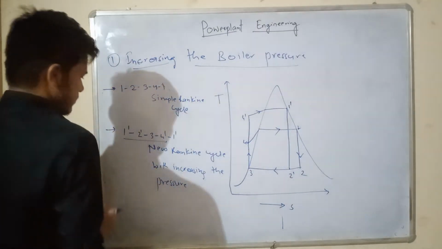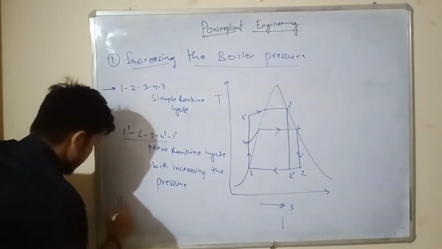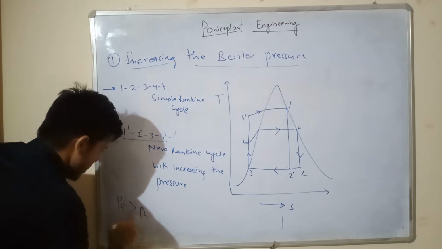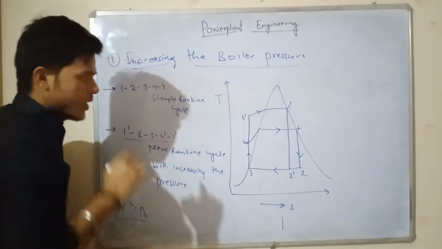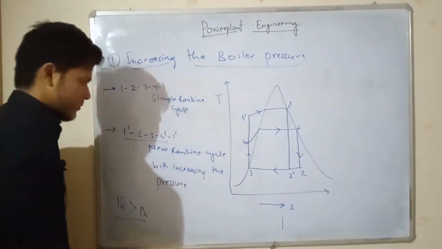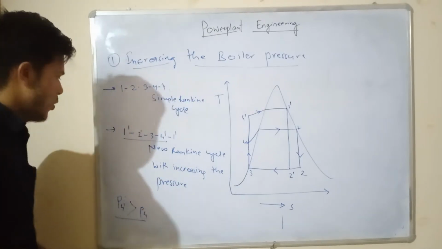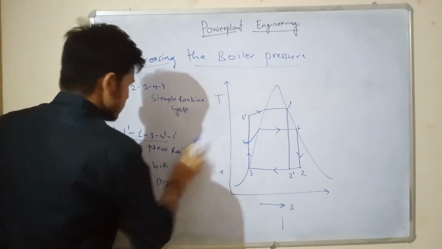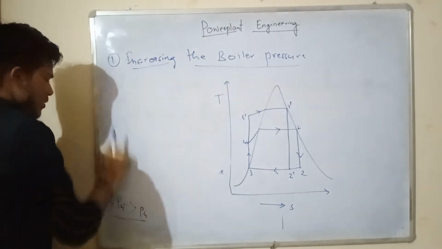Okay, now the pressure at 4 dash is greater than at 4. Now we are increasing the pressure from 4 point to 4 dash point, we are increasing the pressure of the boiler. Okay, so let's see the effects. What are the effects we are getting after increasing the pressure from the point 4 to 4 dash?